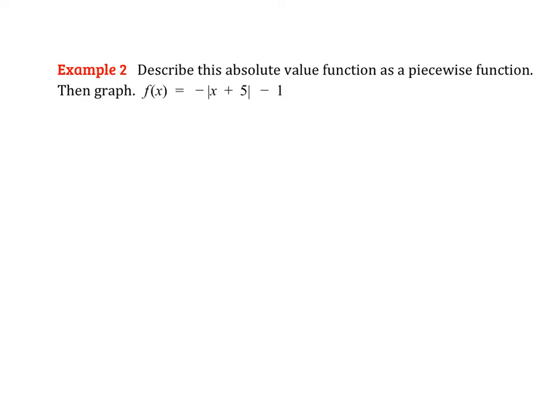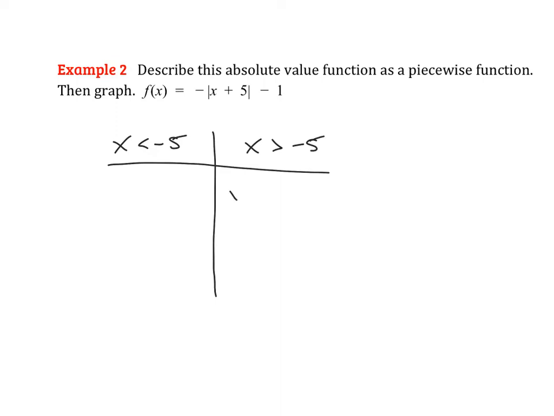Okay, let's try another one together. We can see here that we have a downward facing absolute value function that will have a vertex at (-5, -1). So in this case, our cutoff point is going to be at -5. So we'll have values to the left of -5, and we'll have values to the right of -5.